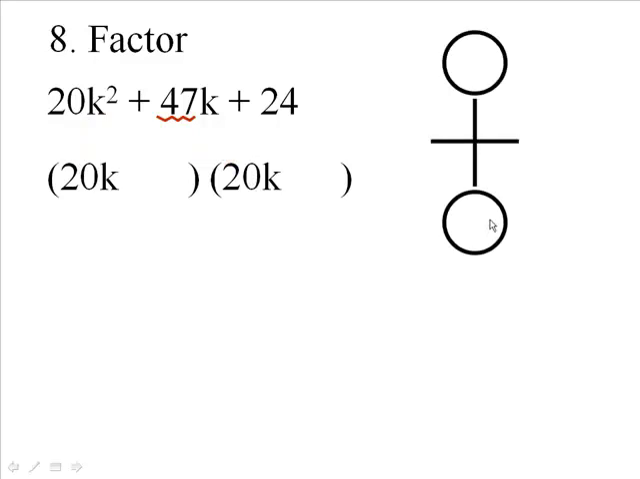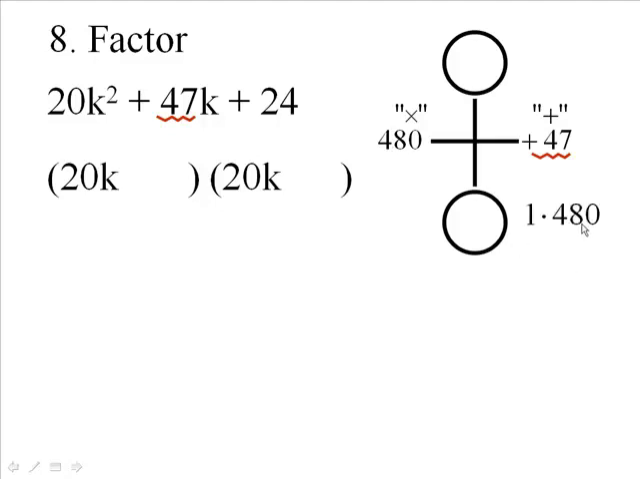Then set up my template. We're going to have a multiplication here, and this is sort of like the AC method where you take 20 times 24. That's going to give you 480. And remember I told you this was important? We'll underline that with red and put it over here and put the 47 right there. Now we're going to list all of the factors of 480.